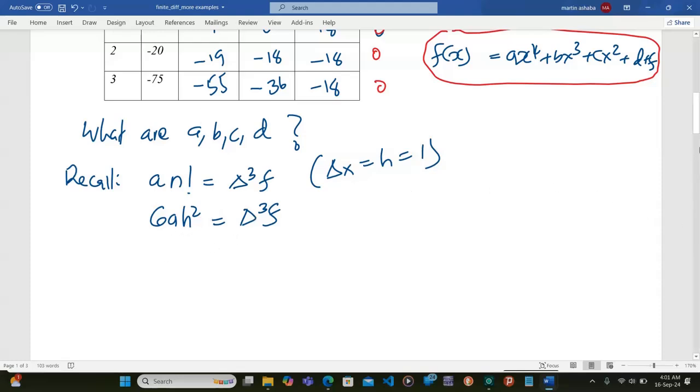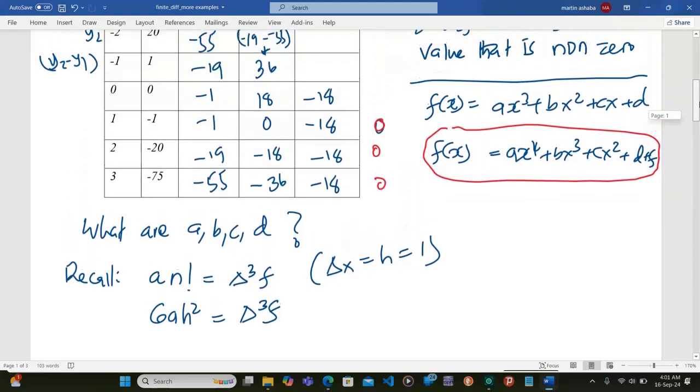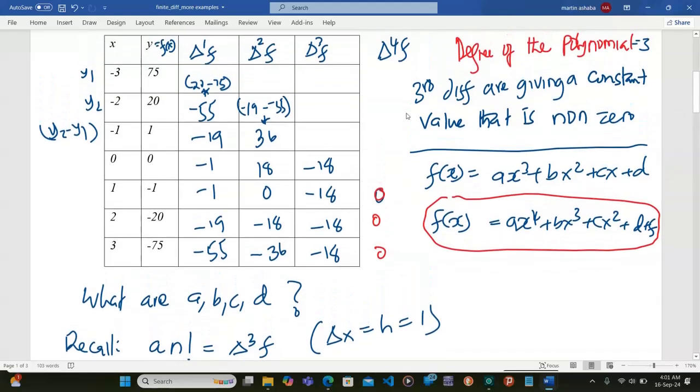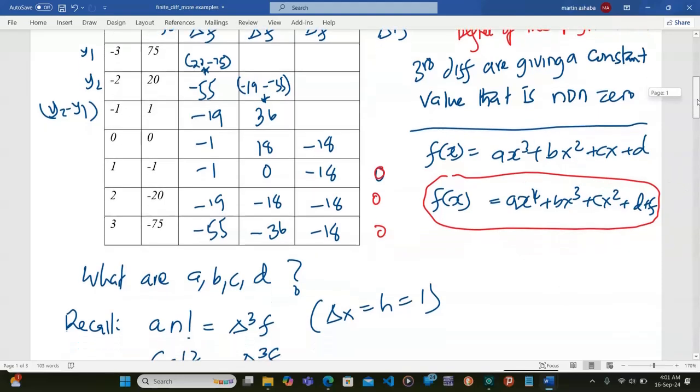When we look at our data, there is a difference of 1. There is a difference of 1 from negative 3 to negative 2. There is a space of 1. From 0 to 1, you see there is a step size of 1.